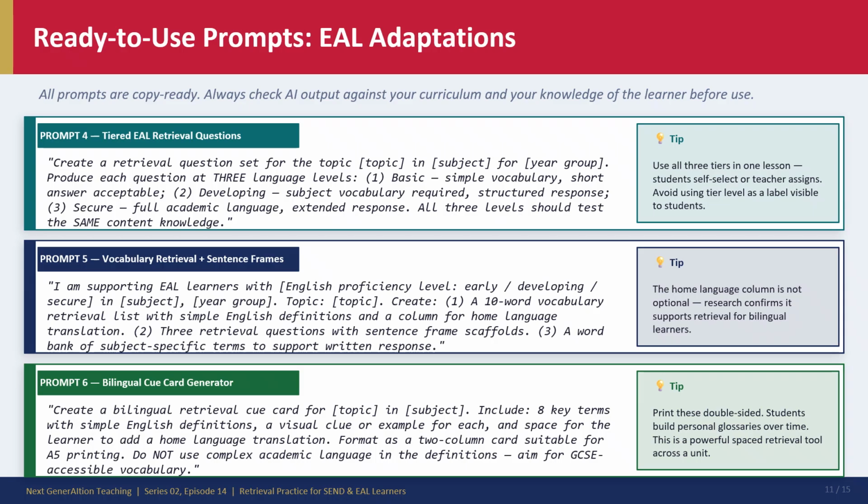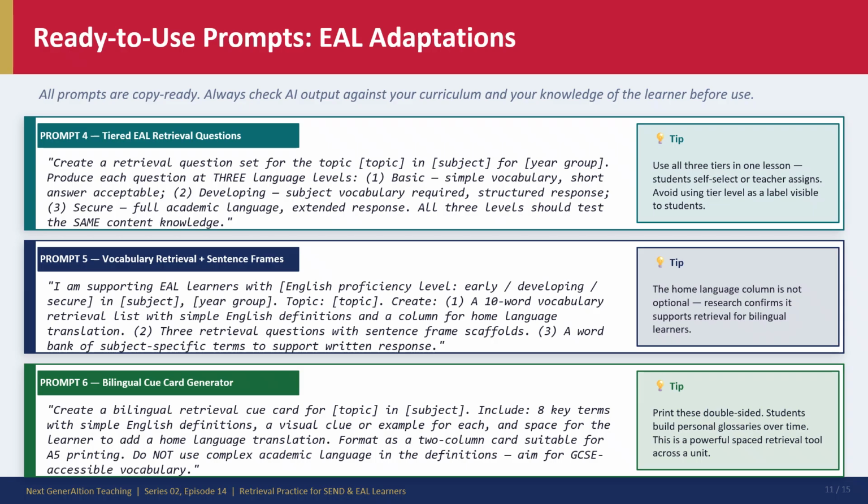So prompt 4 is about tiered EAL retrieval questions, and it's the most immediately usable prompt in this episode for teachers with mixed EAL classrooms. As you read through this prompt, please make sure that you understand that all 3 levels should test the same content knowledge. You're tiering language demand and not content demand. If you use this prompt, review the output to make sure that AI has done it correctly. It sometimes reduces content as well as language.